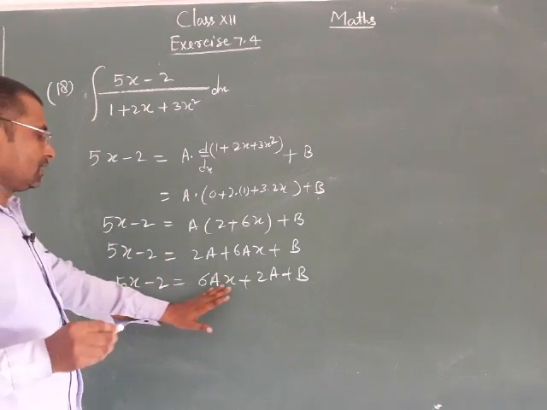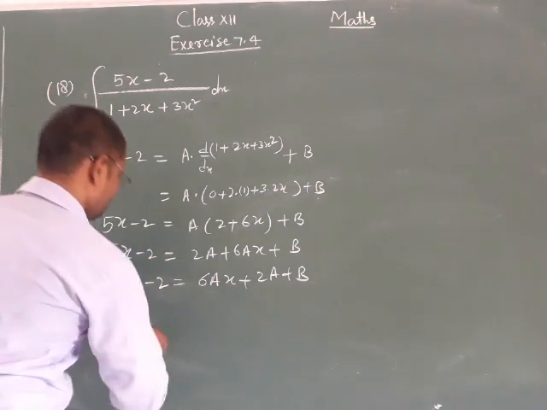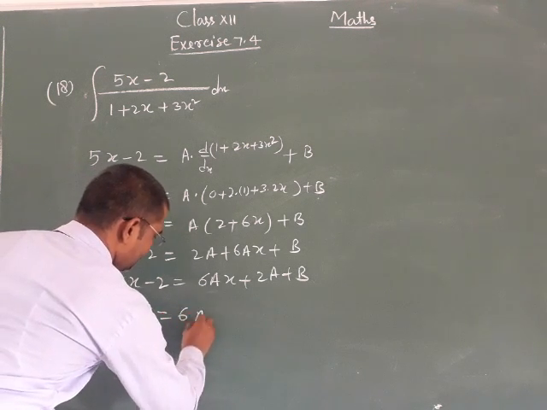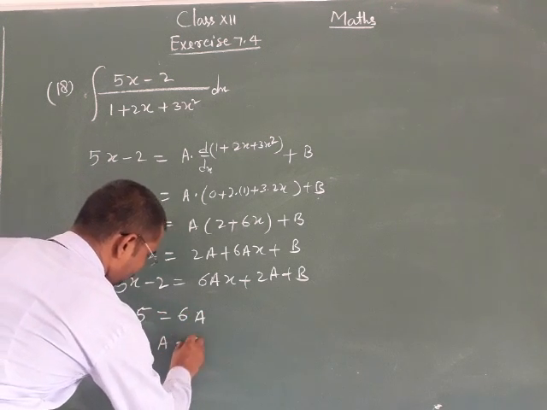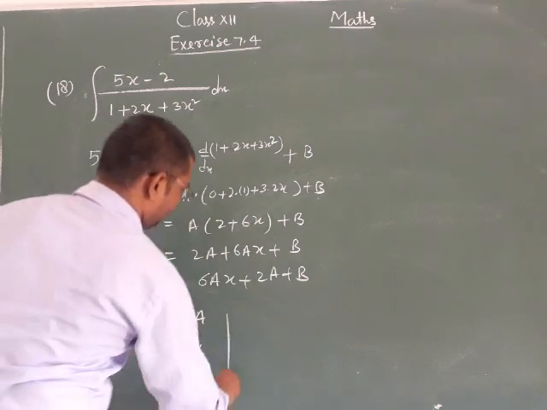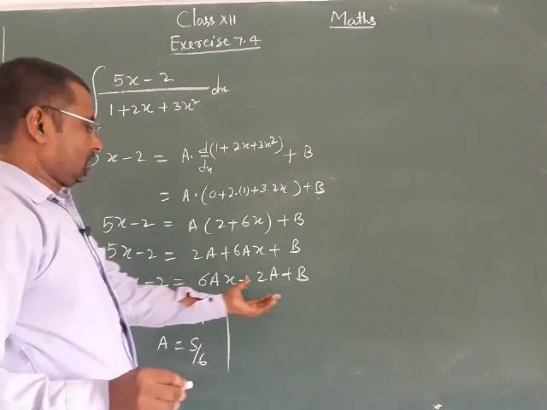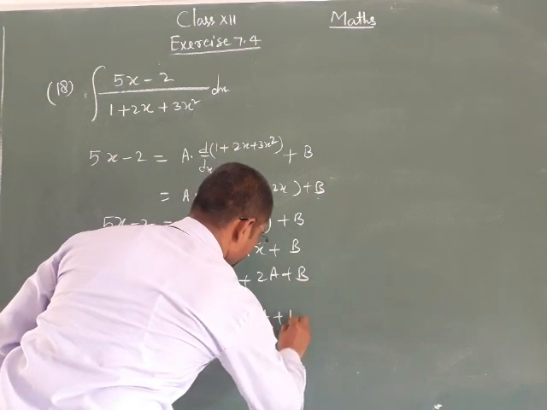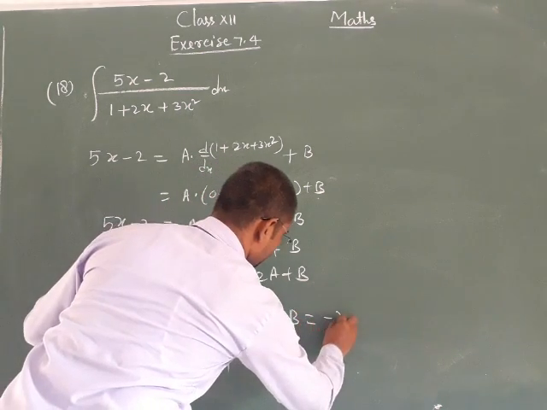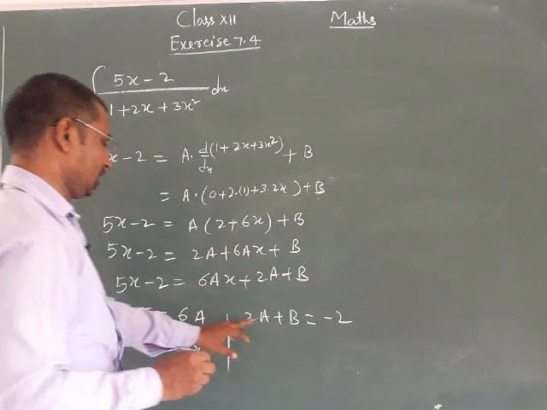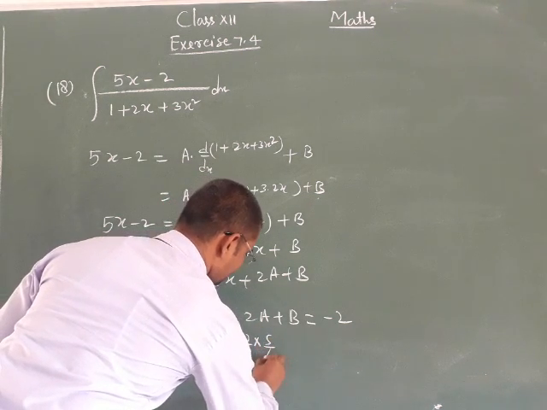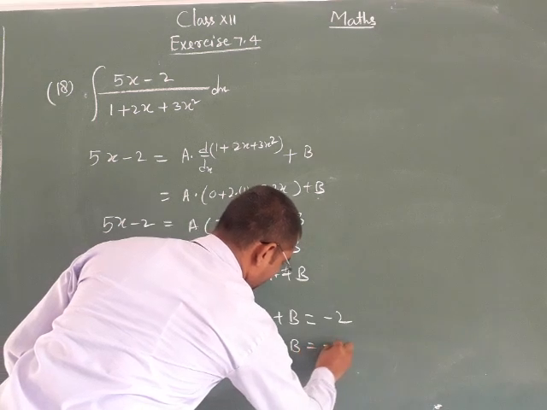Comparing the coefficient of x and x, we get 5 is equal to 6a. So a is equal to 5/6. And also comparing constants, 2a plus b is equal to minus 2. So now put a, 2 into 5/6, plus b is equal to minus 2.